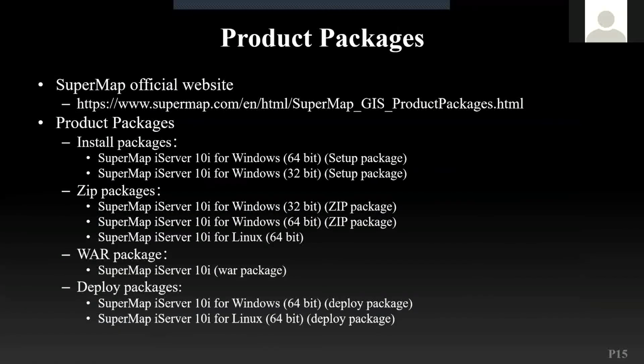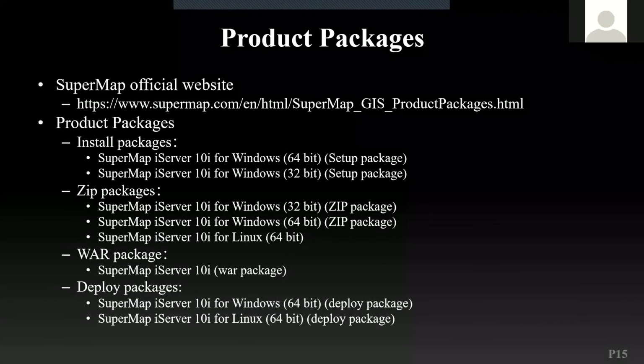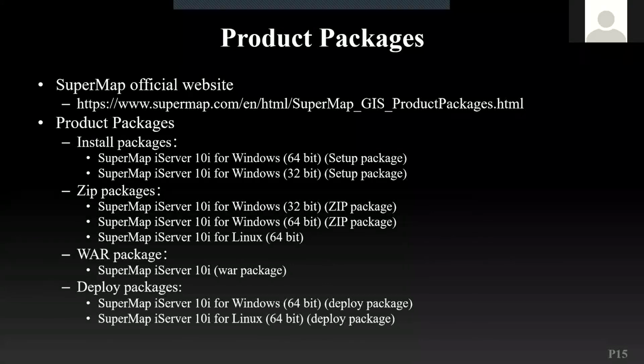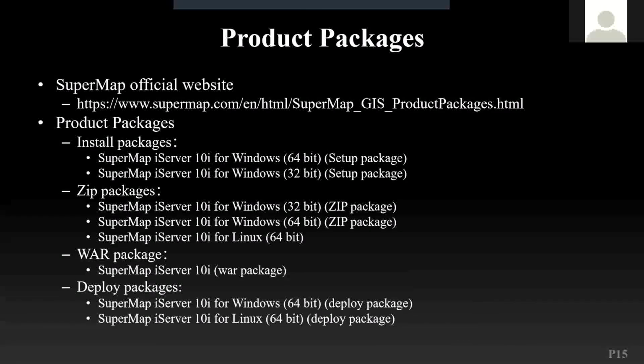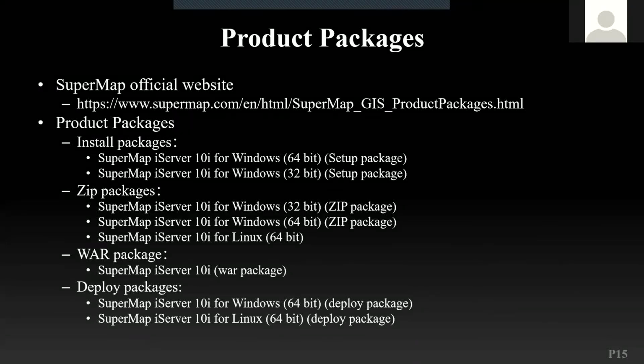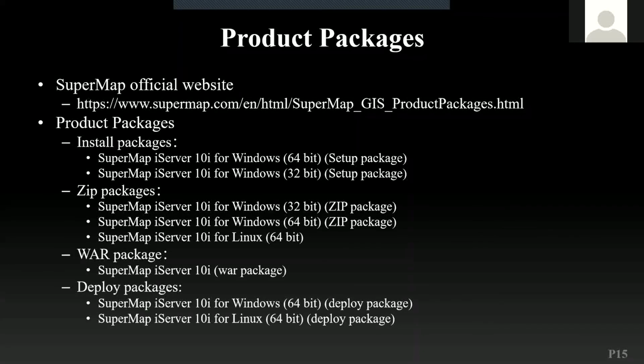These are the Supermap iServer products. We can find them on the website of Supermap, and there are four types of iServer. The first one is the install package, Supermap iServer 10i for Windows 64 bit or 32 bit. In it there is an install.exe, and you just need to click it, and you can install the license driver of Supermap and also the iServer.